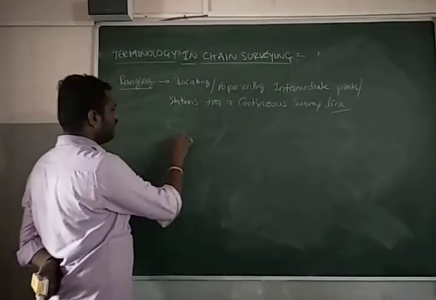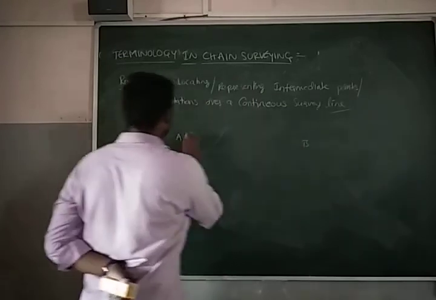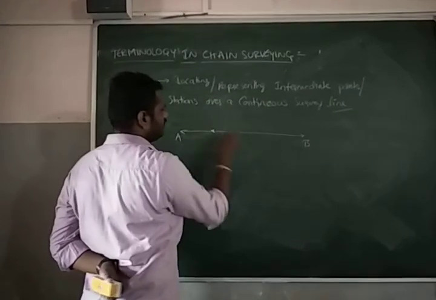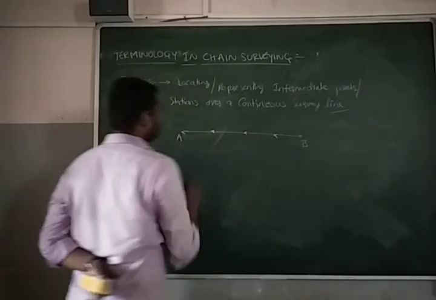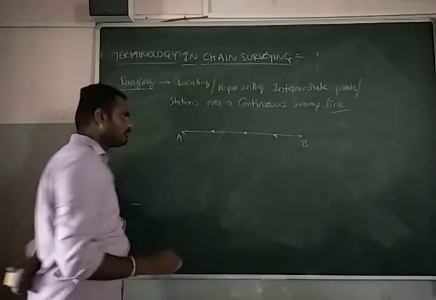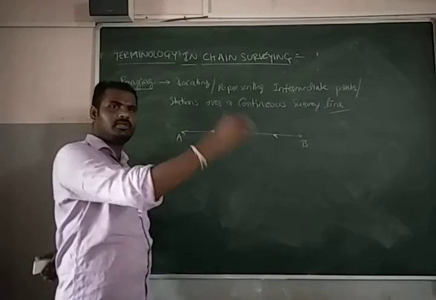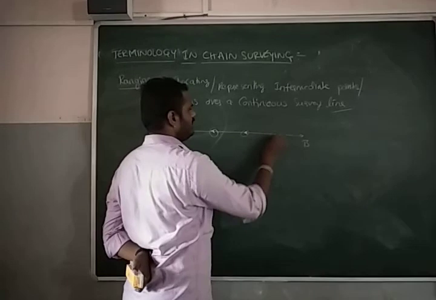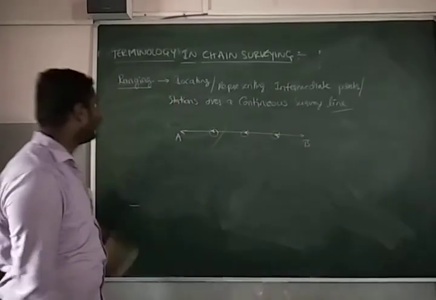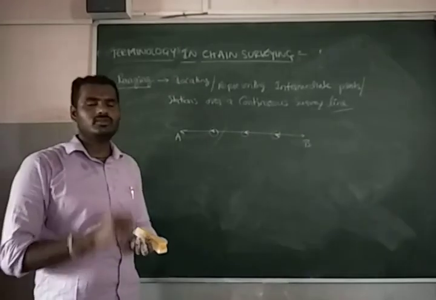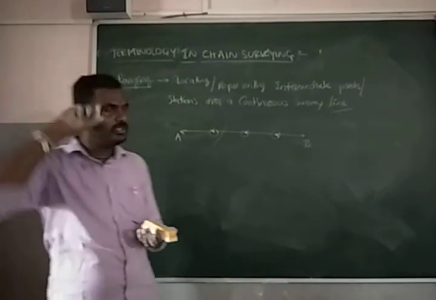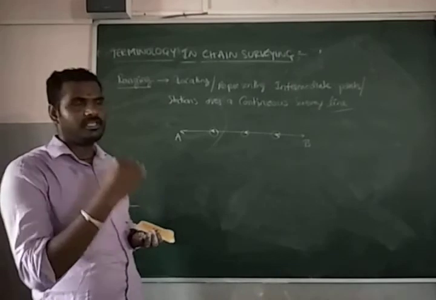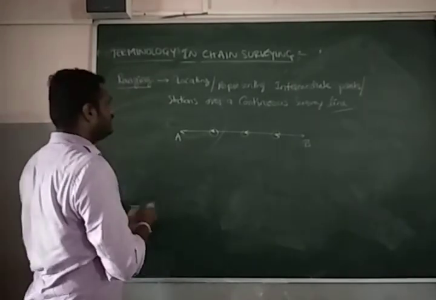So let us take this A and B. It has a continuous line AB. In between we want to keep some points, so let us take these 3 points or new stations that are going to be located. Locating these new points or new stations over a continuous survey line is known as ranging. This ranging can be done in two different methods, direct method and indirect method. And a question arises as to when to follow the direct and indirect method.